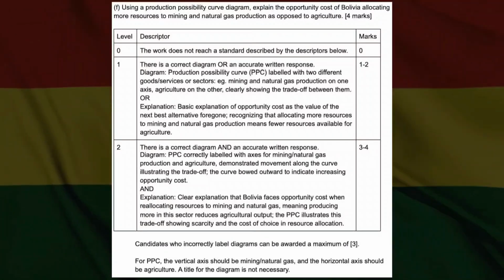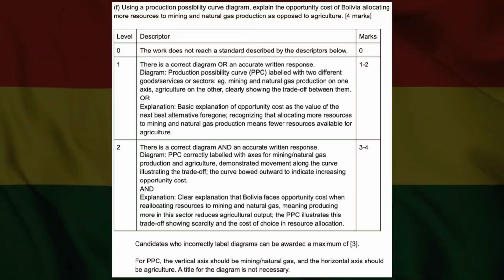And explanation: a clear explanation that Bolivia faces opportunity cost when reallocating resources to mining and natural gas, meaning producing more in this sector reduces agricultural output. The PPC illustrates this trade-off, showing scarcity and the cost of choice in resource allocation.